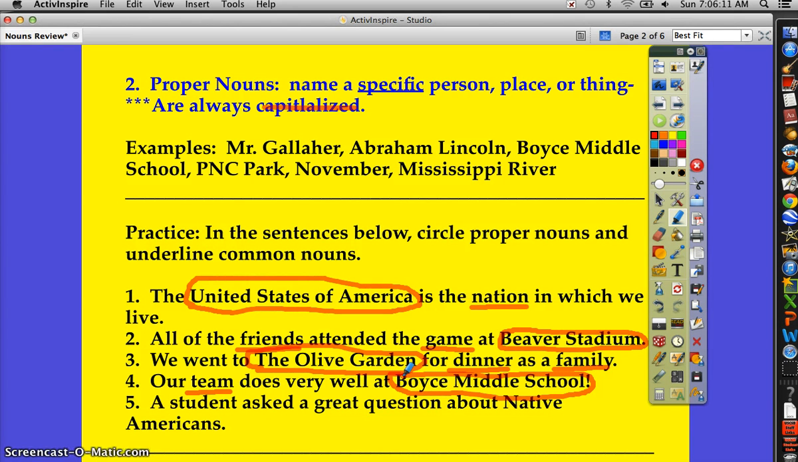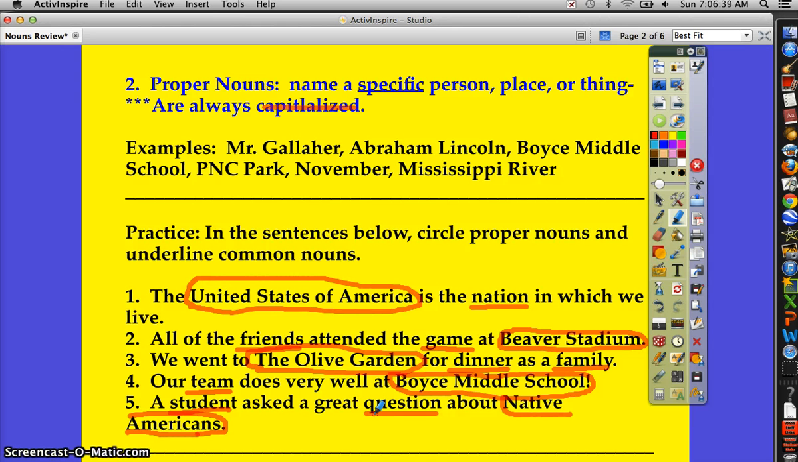Number five, a student asked a great question about Native Americans. So student would be the name of a person, question would be the name of a thing, and Native Americans would be a proper name of a group of people. And as you can see, we did not include great in number five. Great would be an adjective describing the question.